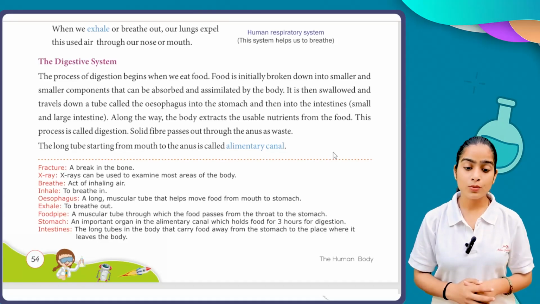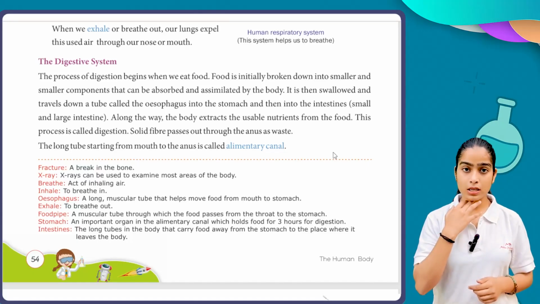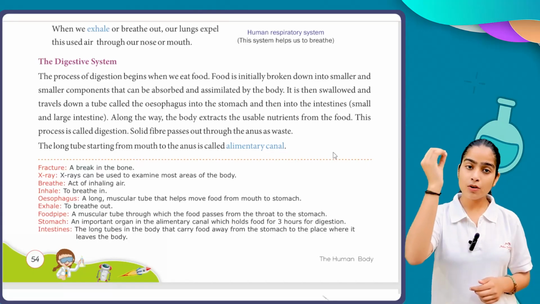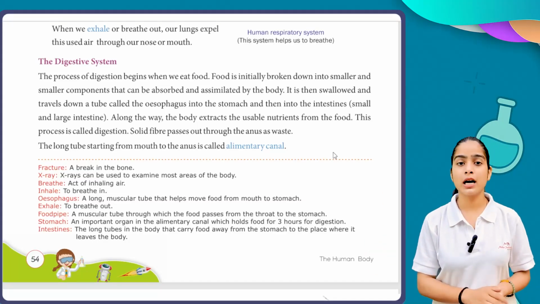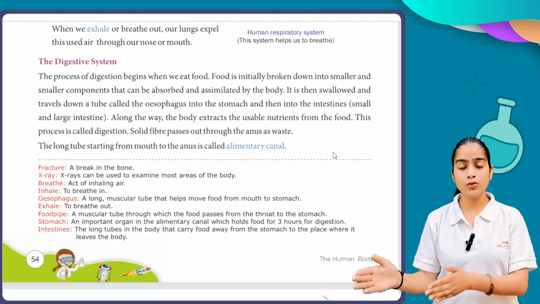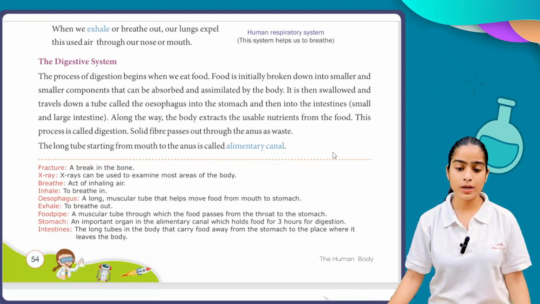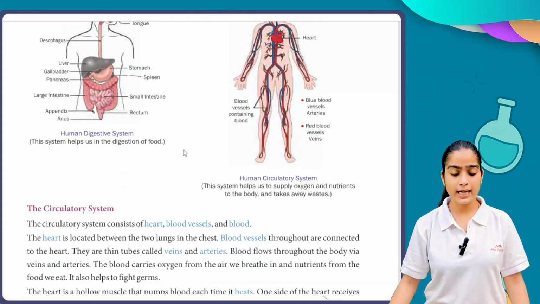So the long tube starting from the mouth to the anus is called the alimentary canal. So this canal which starts from our mouth to the anus, that is called your alimentary canal. So you eat from your mouth and you pass out your waste from the anus. Okay, this is your digestive system picture. You can see each and every part of your digestive system: your mouth, esophagus, tongue, liver, stomach, small intestine, large intestine, and anus.